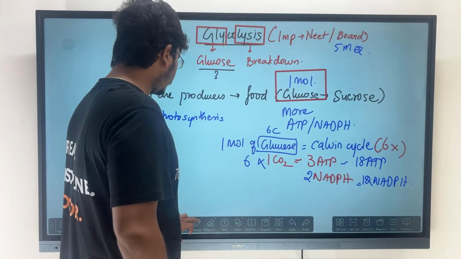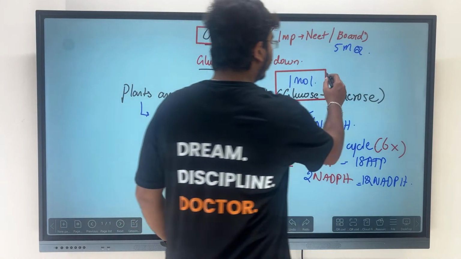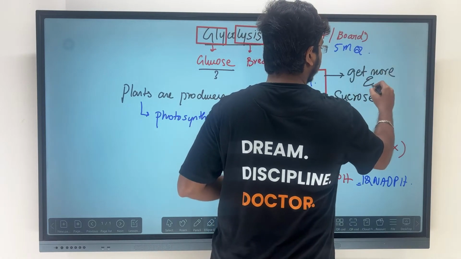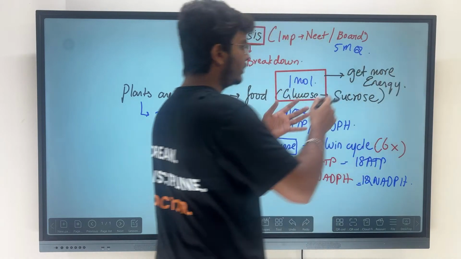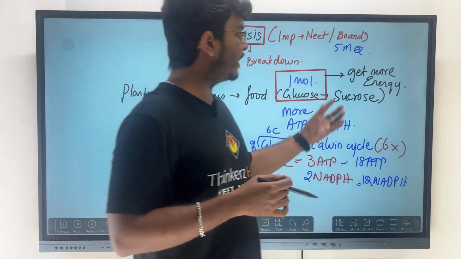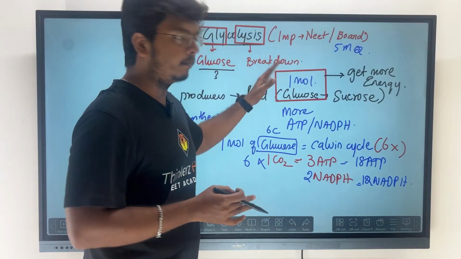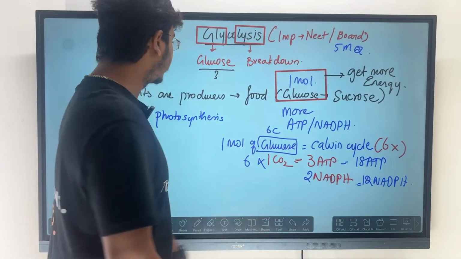And so from this glucose, we need to get more energy. We are going to break down this glucose, and we are going to get energy from it. So this is what glycolysis is all about. I hope this is clear, right?